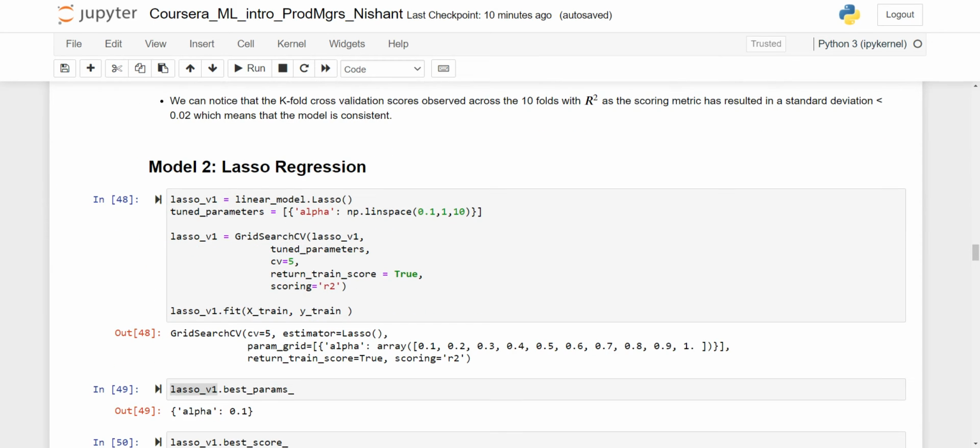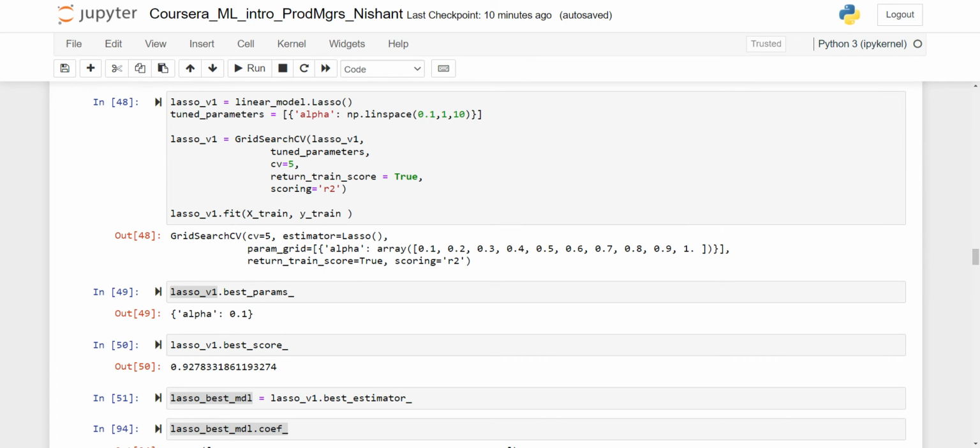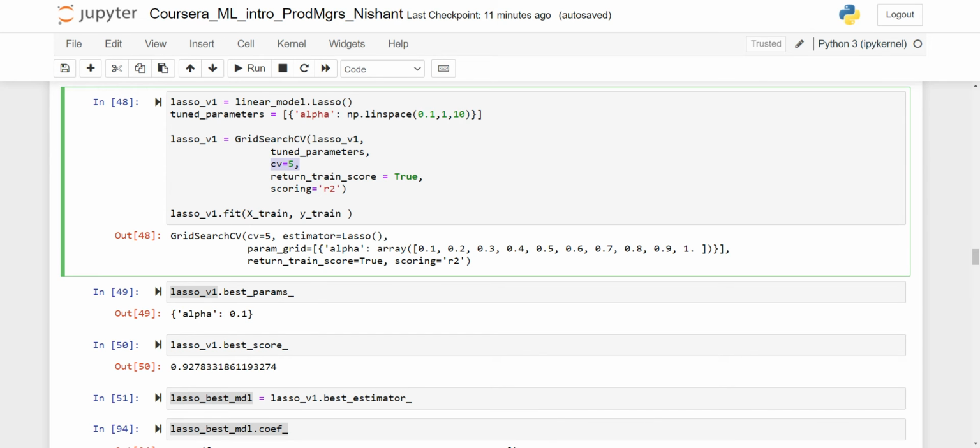The second model I tried is lasso regression. We understood from the lectures that it adds up the absolute values of the betas multiplied by the alpha value. Alpha is a hyperparameter that we can give. So I have given various parameters for alpha, ranging from 0.1 to 1.0, and I have used grid search CV to run my model across all the 10 alphas that I mentioned, with a cross fold of 5. The scoring metric is R square.